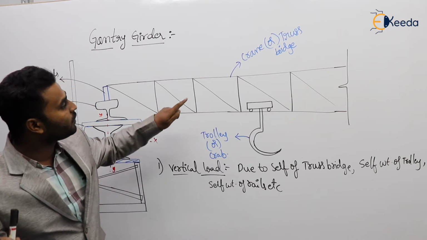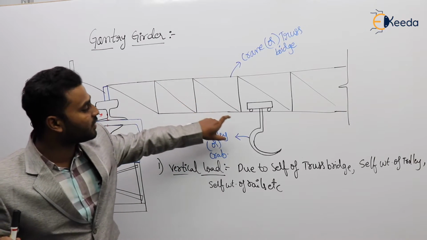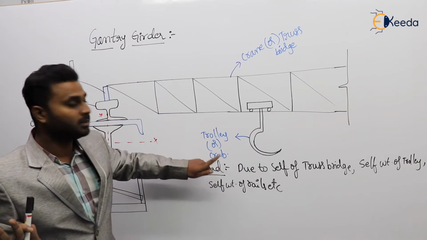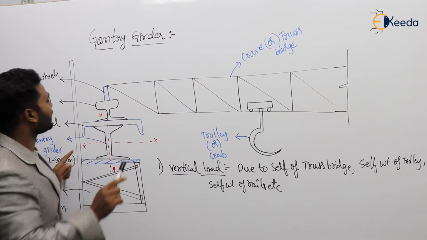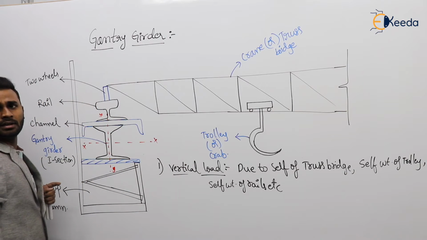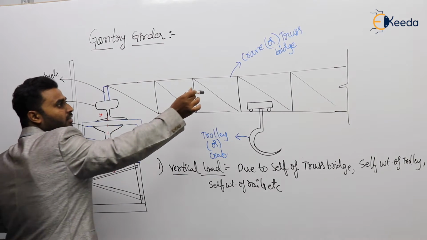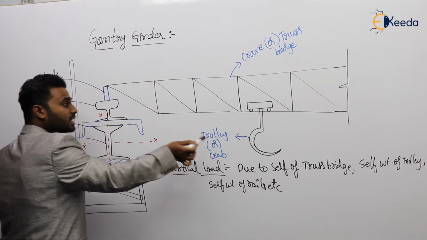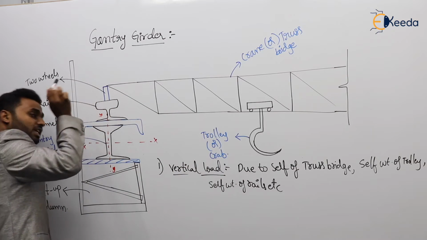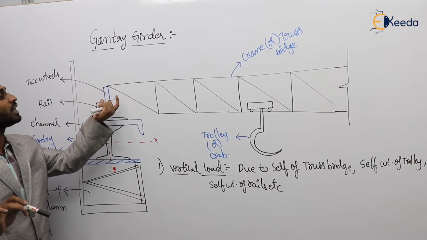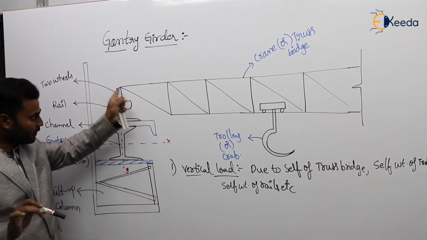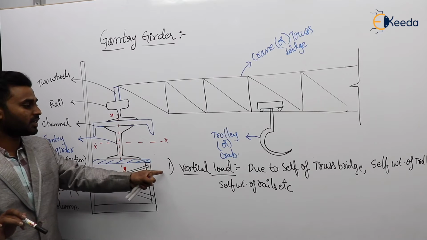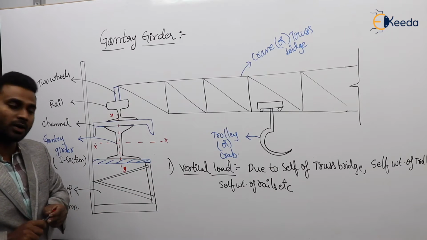Obviously, the self weight of the truss, the self weight of the crab and the weight on the crab are transferred to the gantry girder through these wheels. Do you agree? So the self weight of the crane, the self weight of the trolley and the weight on the trolley are transferred to the gantry girder through the wheels. The wheels provide the reaction. Through the wheels only, these weights are transferred into the gantry girder. Because of this, the gantry girder is subjected to vertical load.